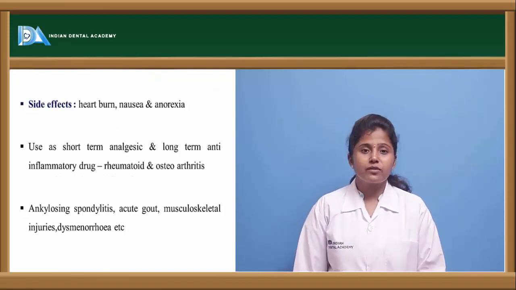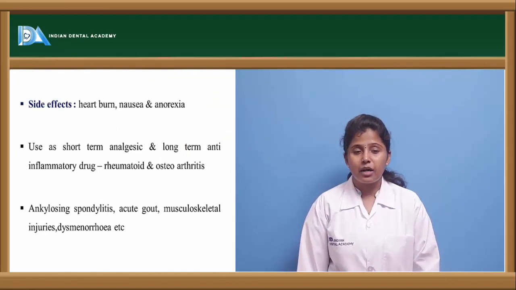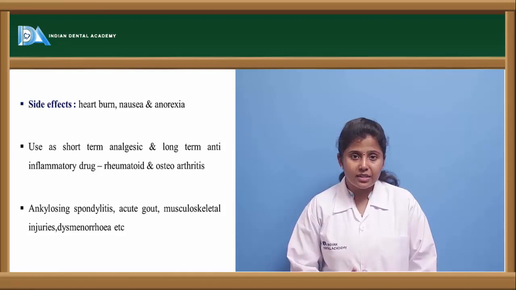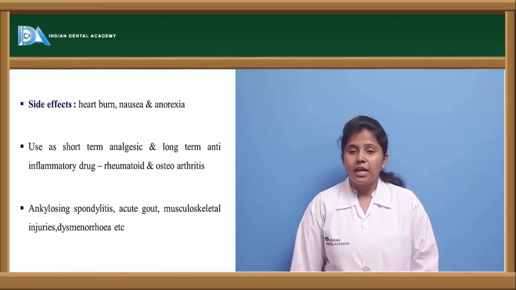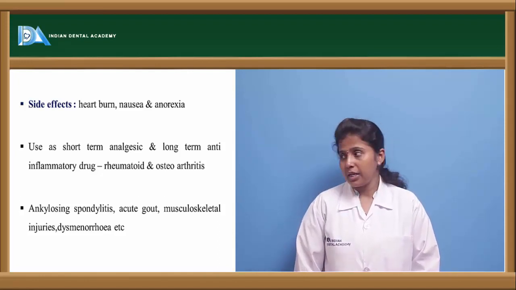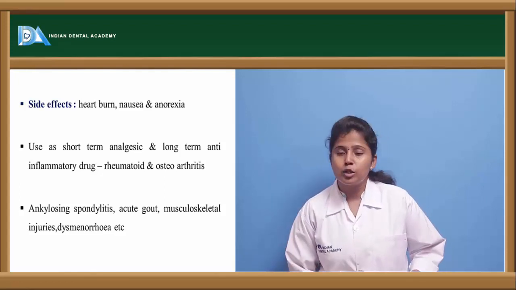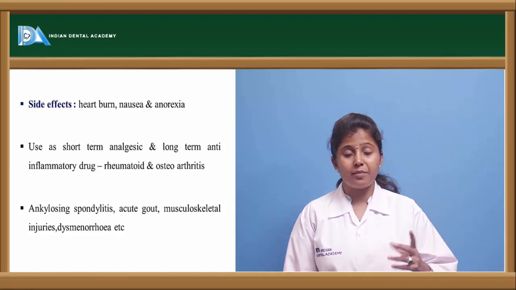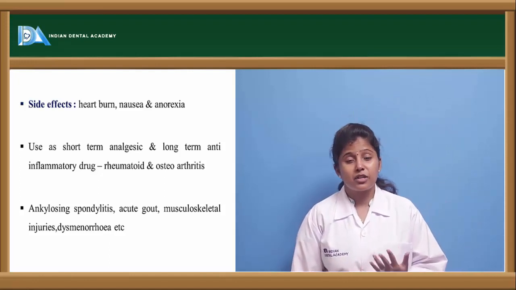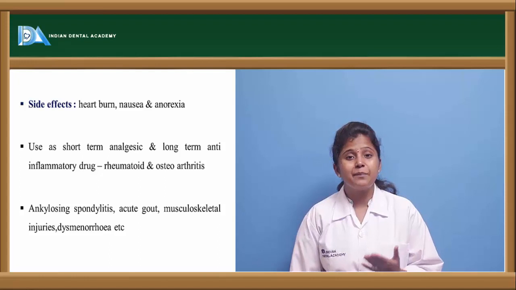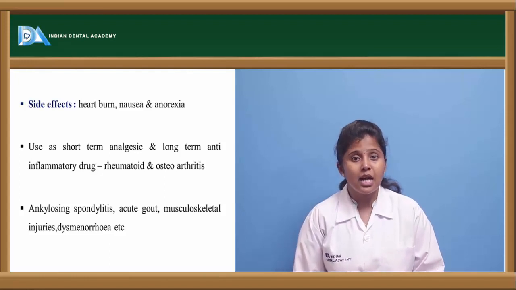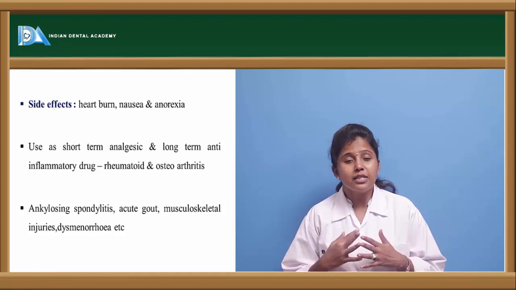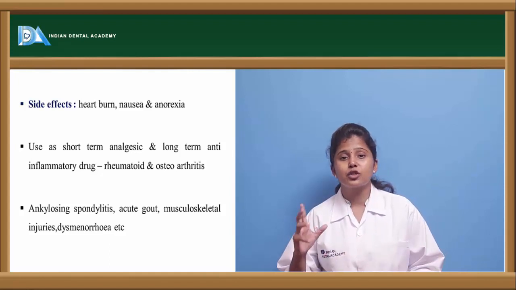And the side effects of this drug include heartburn. So what does it do? It causes some sort of burning sensation in the heart, and sometimes it causes nausea and anorexia also. And it is used as an analgesic for only a short period of time, because the plasma T half of this drug is about 48 hours. So if it remains in the blood for about 48 hours, it may cause severe adverse effects as an analgesic. So that is the reason this analgesic is given for a shorter duration.